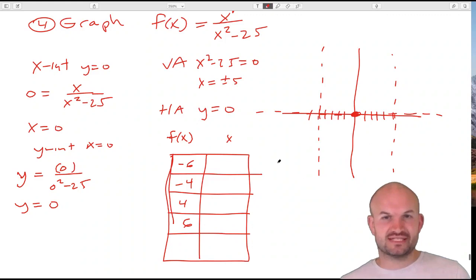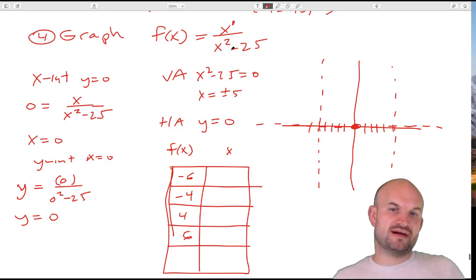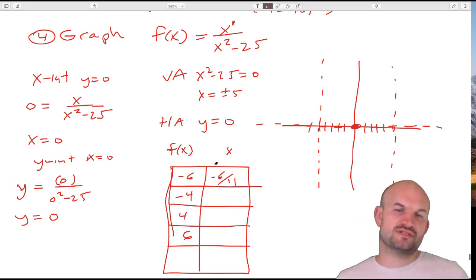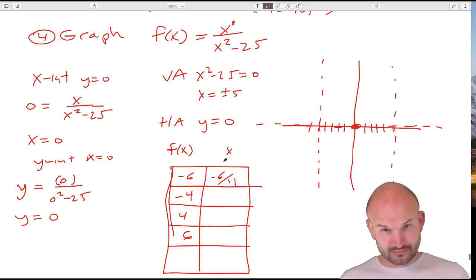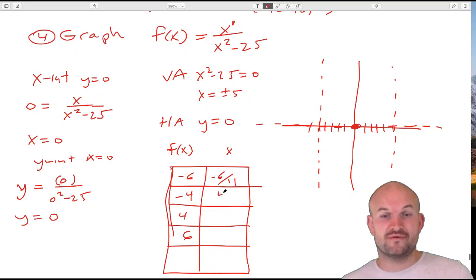So at -6, that's going to be 36 minus 25, that's 11, so that's going to be -6 over 11, okay? At -4, when I plug in -4, that'd be 16 minus 25, so that's going to be -9, so that's going to be +4/9.